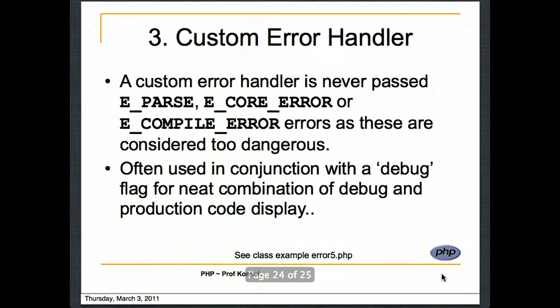A custom error handler is never passed these error types: parse error, core error, compile error. These are critical errors, and they're too dangerous to be passed, and generally in that case we'll get a call from users that you're having issues, or you will know yourself prior to the users calling, because internal issues will happen as well usually. This is often used in conjunction with a debug flag for a neat combination of debug and production code display.